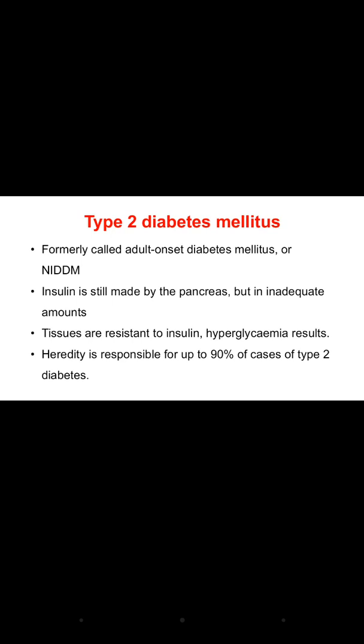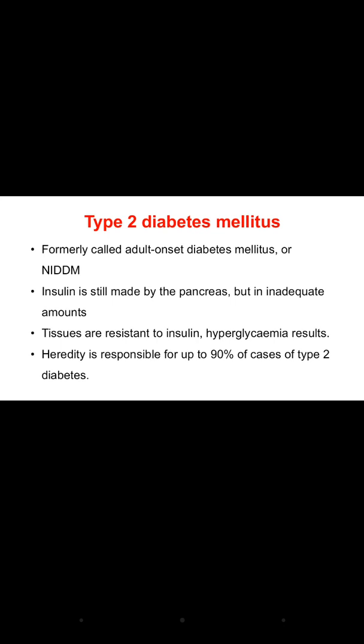Insulin is still made by the pancreas, but in an inadequate amount. So in type 2 diabetes mellitus, it is not that insulin is not secreted. No, it is secreted, but not in sufficient amount, or the cells of the muscles, fat and liver are not responding well to the insulin, and this is called insulin resistance. It means that the muscles, fat and liver cells are not responding to insulin, and therefore glucose will not be utilized from blood into the muscles, fat and liver. That's why it is called insulin resistance.